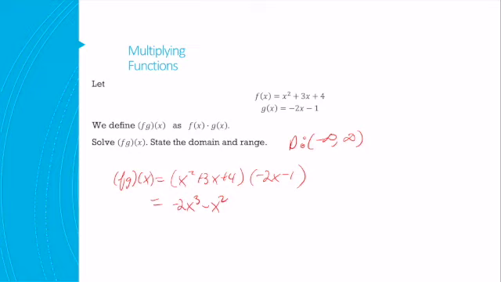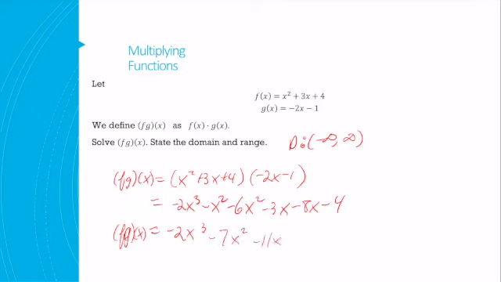Now I take 3x, so I have 3x times negative 2x gives me a negative 6x squared. 3x times negative 1 gives me a negative 3x. 4 times negative 2x gives me negative 8x, and 4 times negative 1 gives me a negative 4. Now I can combine like terms. So I have negative 2x cubed minus 7x squared minus 11x minus 4. So my result is a cubic.